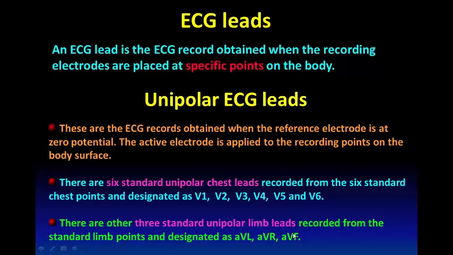However, the voltage which is seen in these unipolar limb leads is usually small, and we need to augment the voltage in order to see the recording well. This is done by adding a resistance, because when a resistance is added, the voltage increases according to Ohm's law, and the augmented leads are now known as AVL, AVR, and AVF.